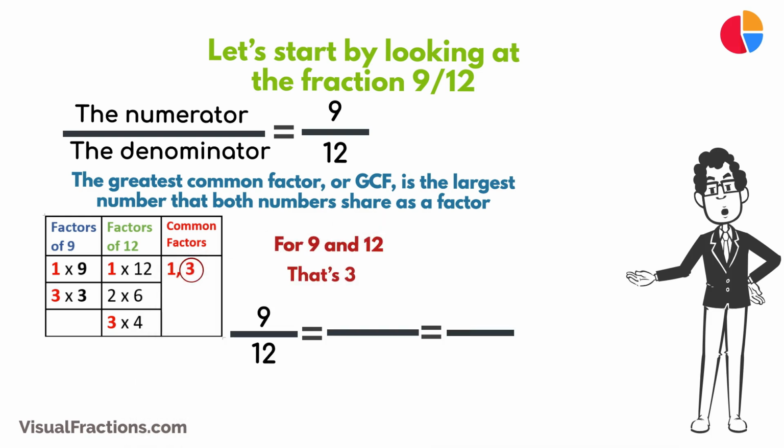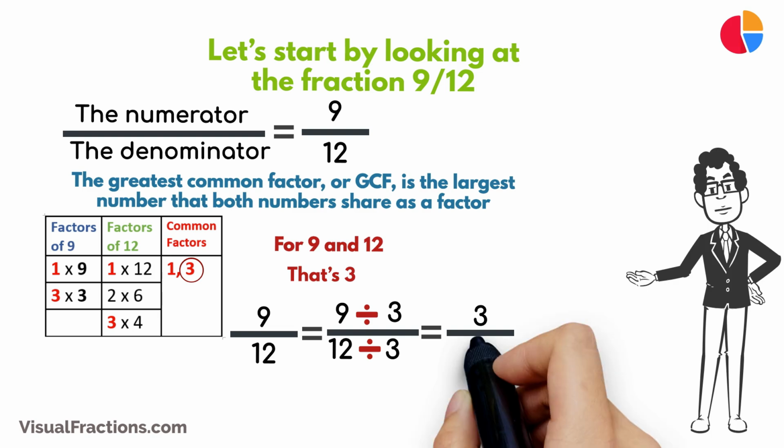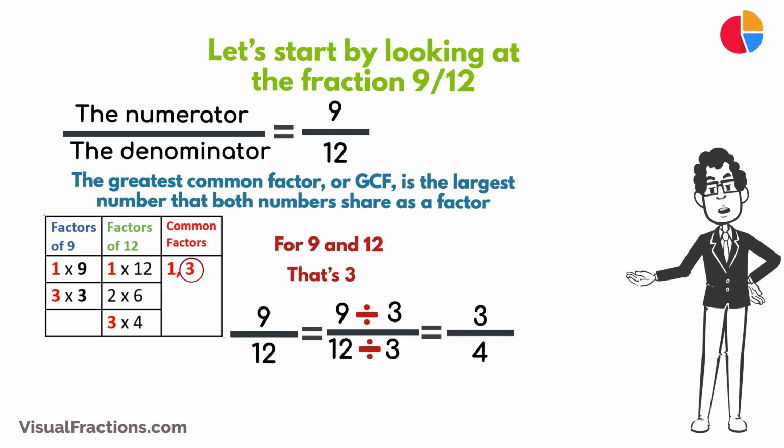We start by dividing 9 by 3, which gives us 3. Then we divide 12 by 3, which results in 4. So, simplifying 9/12, we end up with 3/4, which is the fraction in its simplest form.